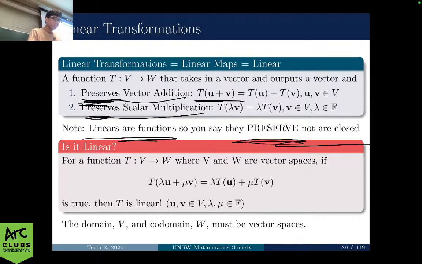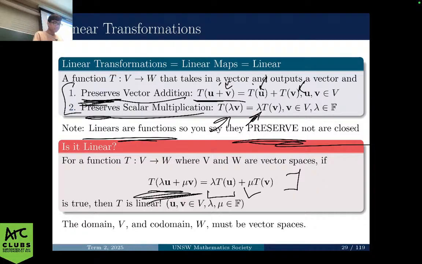If I take the transformation of some u plus v, that is the same as if I did the transformation of each of them individually and then added them together. Exact same thing with scalar multiplication. The transformation of a scalar times some vector v is the same as the scalar times the transformation of that vector. And I can combine the two and say the transformation of lambda u plus mu v is, and I just split it using all my rules from above. Hopefully that seems simple enough.